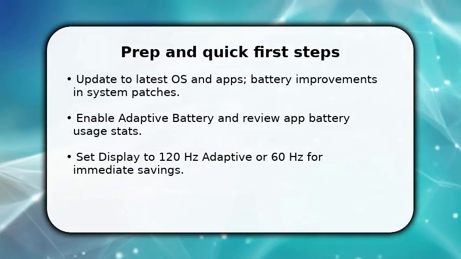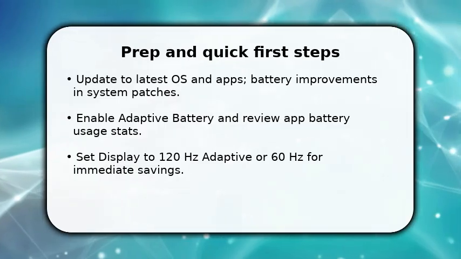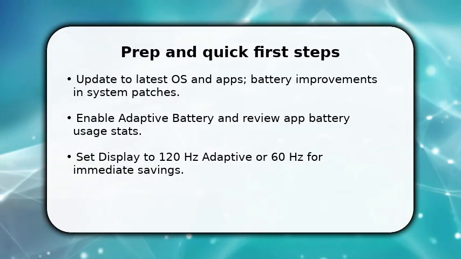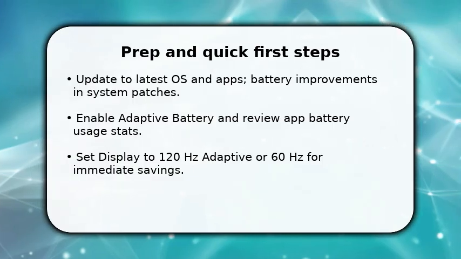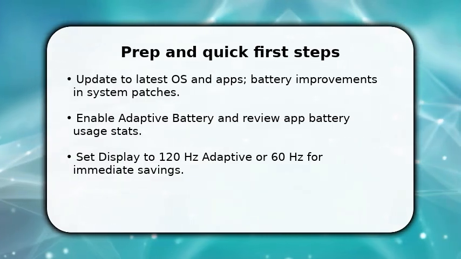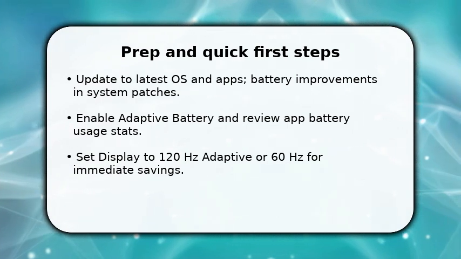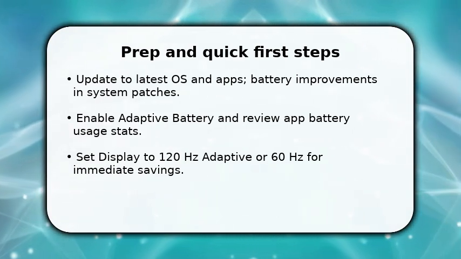Next, reduce display refresh to 60 Hz if you need instant savings. Otherwise, keep 120 Hz adaptive for balance. These initial steps cut significant drain quickly and prepare the device for deeper tweaks.